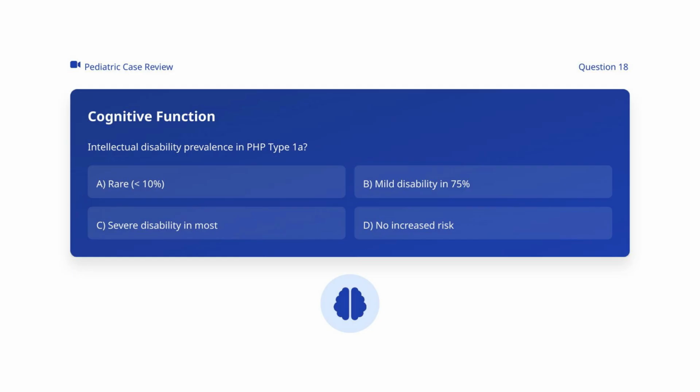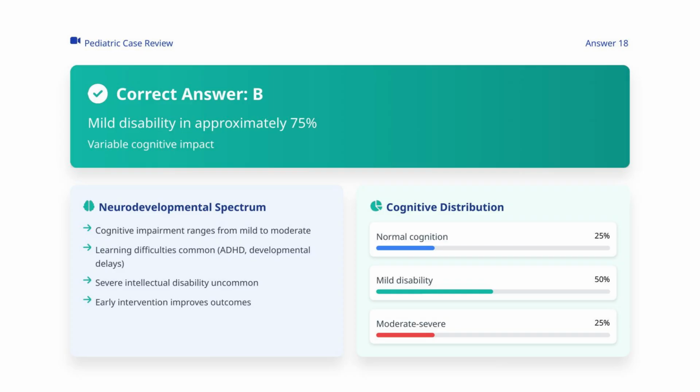What is the prevalence of intellectual disability in pseudohypoparathyroidism type 1A? Option A, rare, less than 10%. Option B, mild disability in 75%. Option C, severe disability in most. Option D, no increased risk. Consider neurodevelopmental manifestations. The correct answer is B, mild intellectual disability occurs in approximately 75%.